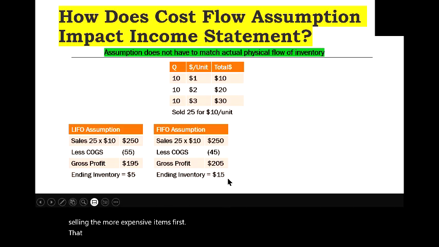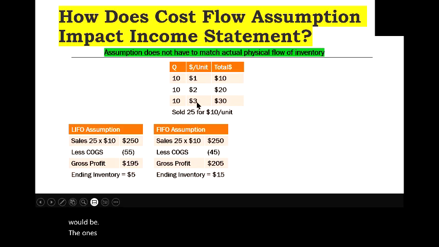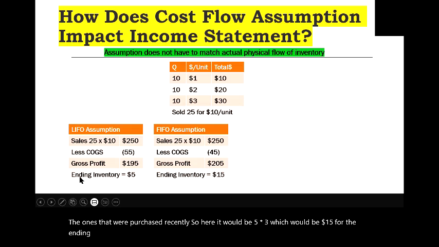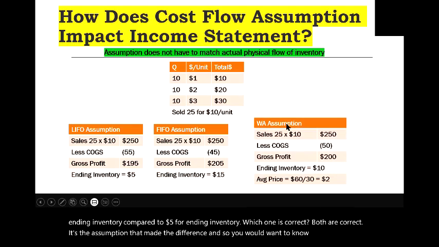That also affects the balance sheet because notice that the 5 items that are left under FIFO would be the ones that were purchased recently. So here it would be 5 times 3, which would be $15 for the ending inventory compared to $5 for LIFO ending inventory. Which one is correct? Both are correct. It's the assumption that made the difference. And so you would want to know that when you're doing your analysis.